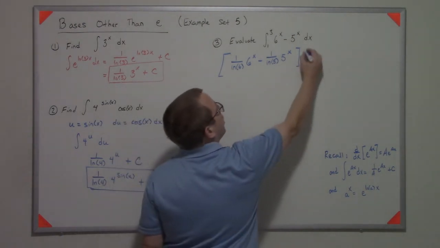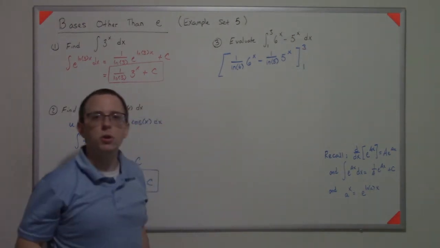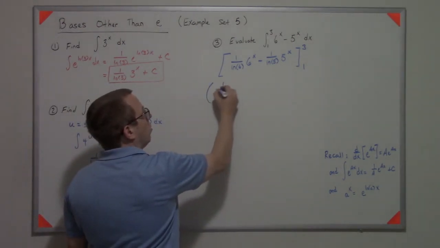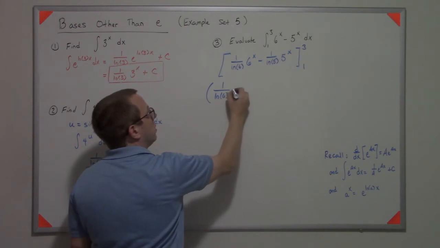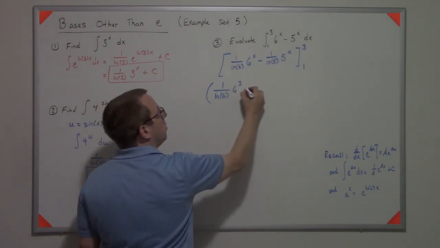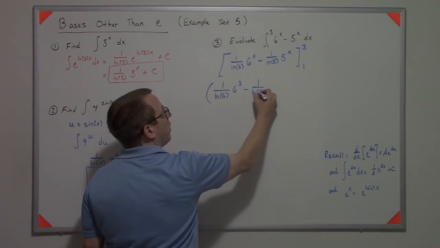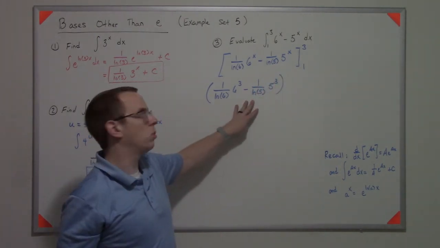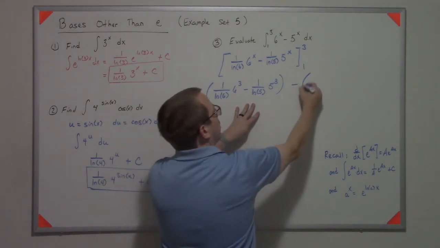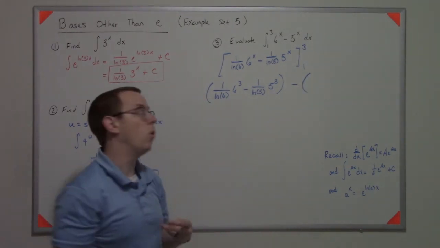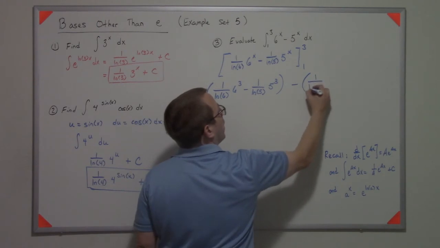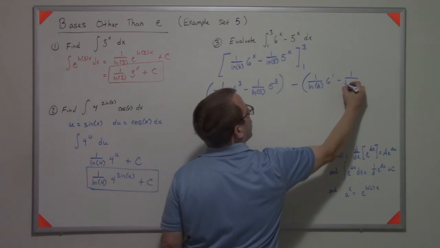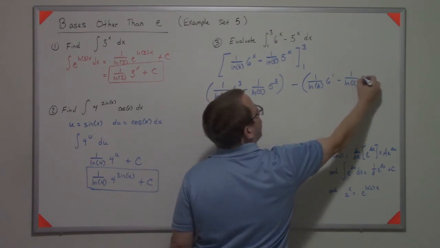And so we go from 1 to 3. We're going to evaluate it when x is 3. We say 1 over natural log of 6 times 6 cubed, minus 1 over natural log of 5 times 5 cubed. So that's evaluated at x equals 3. And then we subtract the case where x is 1: 1 over the natural log of 6 times 6 to the first power, minus 1 over natural log of 5 times 5 to the first power.